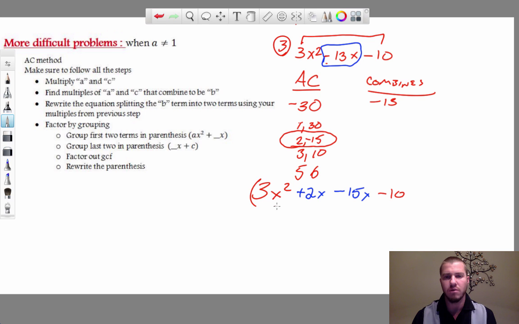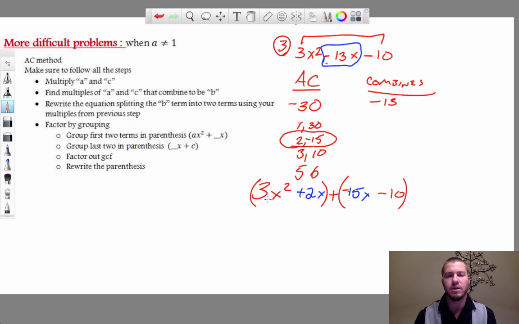Group the first two terms, group the last two terms in parentheses. Now, when this is a negative, that negative needs to go in the parentheses as well. So you should still have an addition between the two parentheses, but that negative's on the term inside of the parentheses. And now you can factor out your GCF.